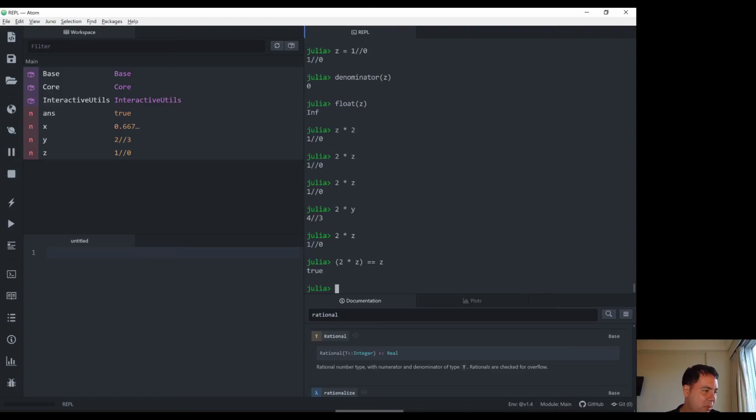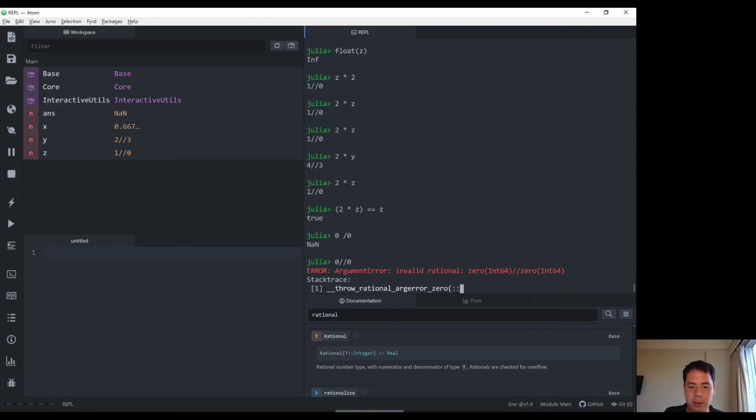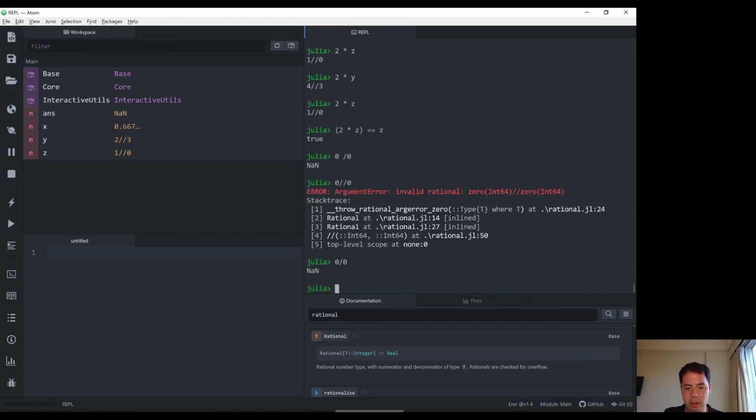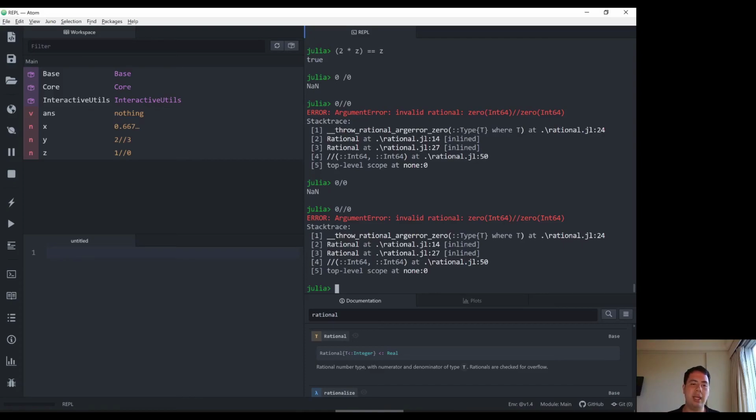Okay. We can't, however, construct a 0 divided by 0. What happens if we do 0 divided by 0? We can't construct a rational not a number, but we can construct not a number by dividing 0 by 0. So we can't turn that into a rational. Oh, okay, that's interesting. What happens if we have 2, 0? So if we have 0, okay, interesting.